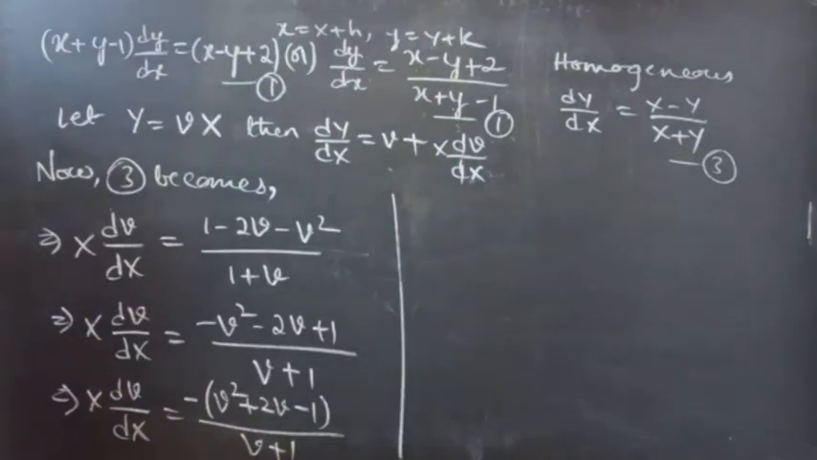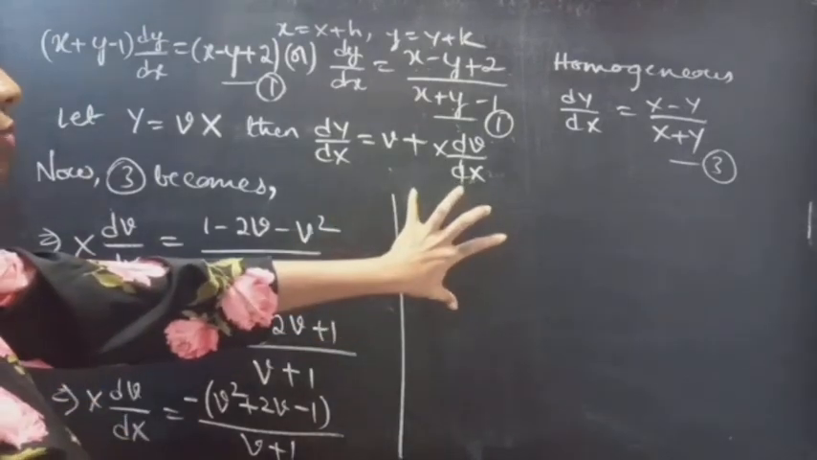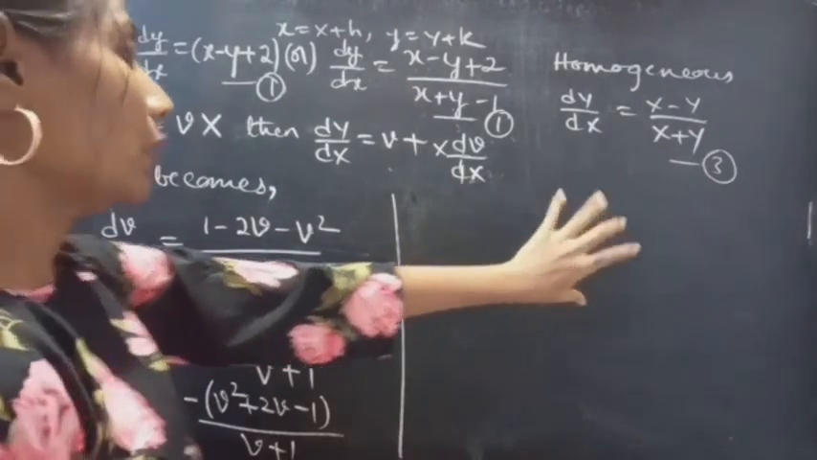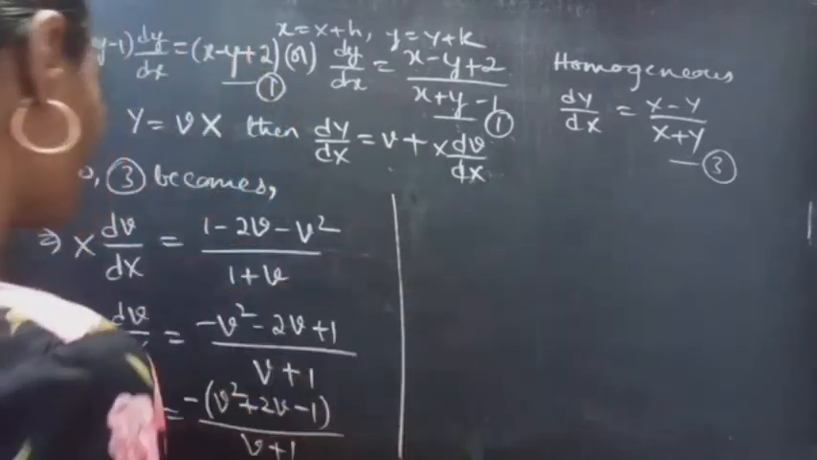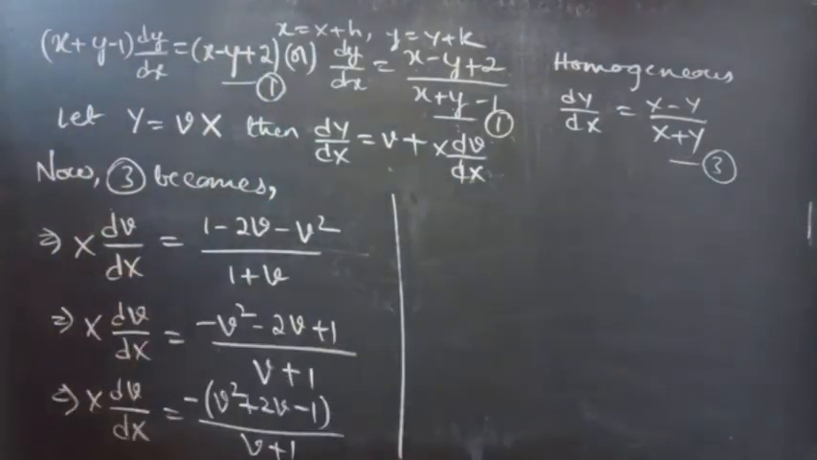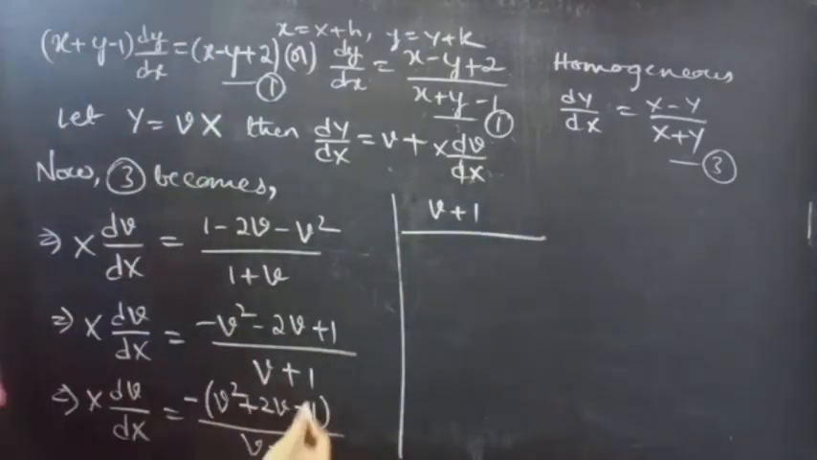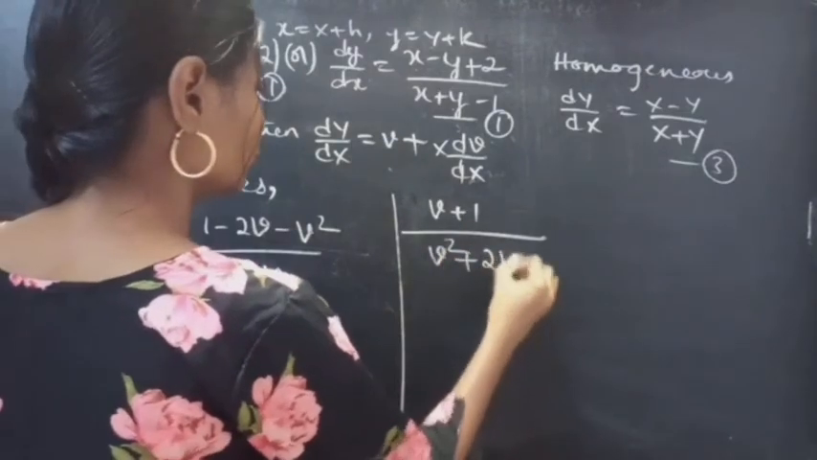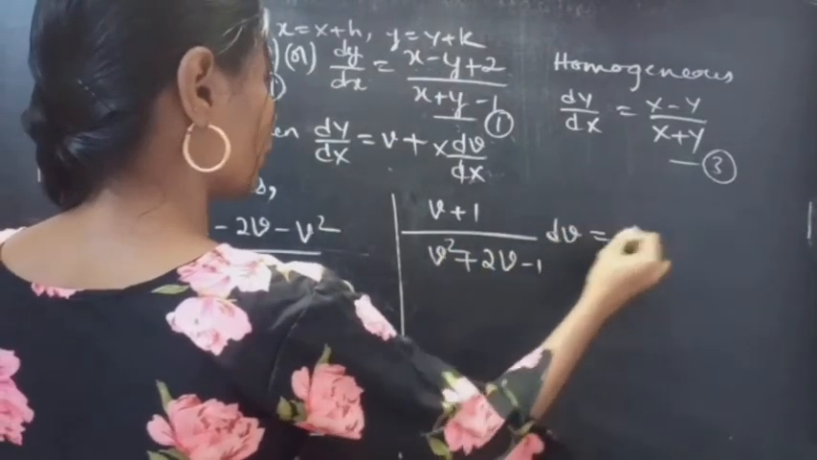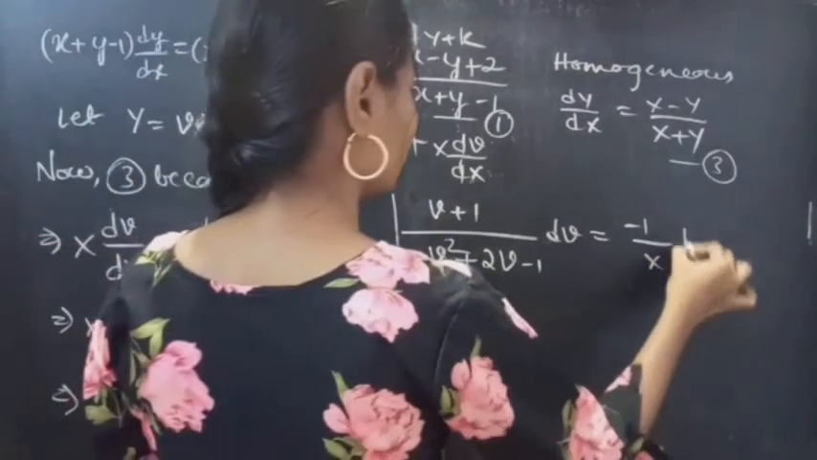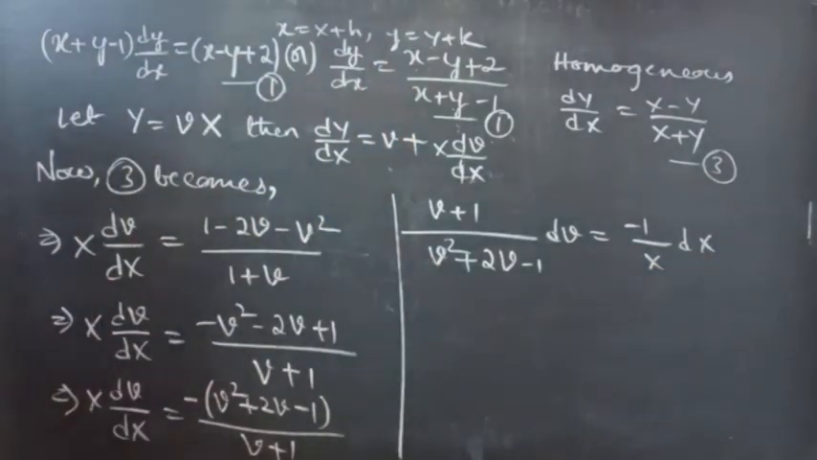Now, since you're having dv by dx, dv comes in the numerator, so what we'll do is write functions of v and differential dv on the LHS, and functions of x and differential dx on the other side. Then this becomes v plus 1 by v square plus 2v minus 1 into differential dv equals minus 1 by x into dx. Here the variables are separable, right?